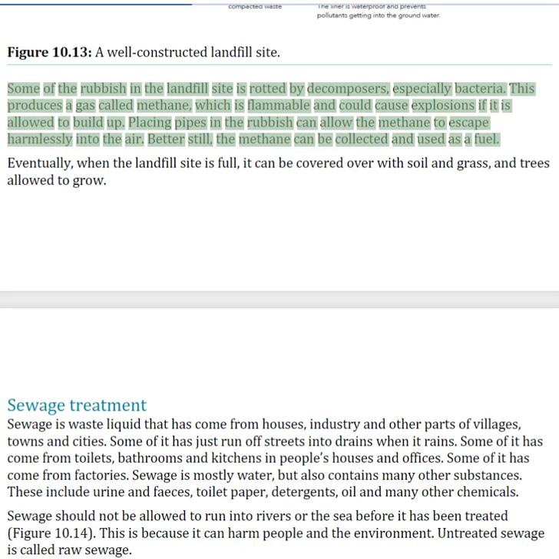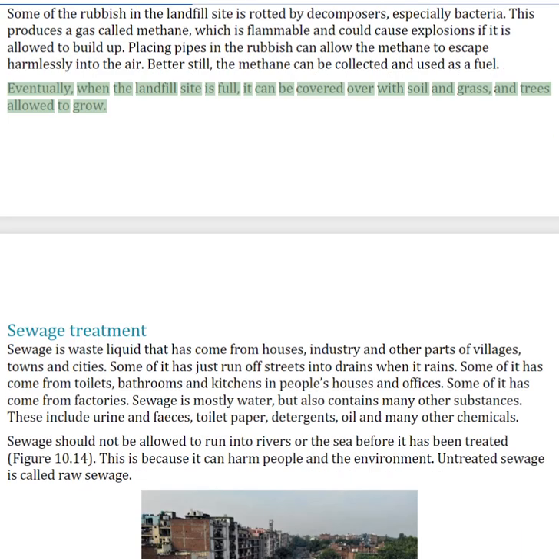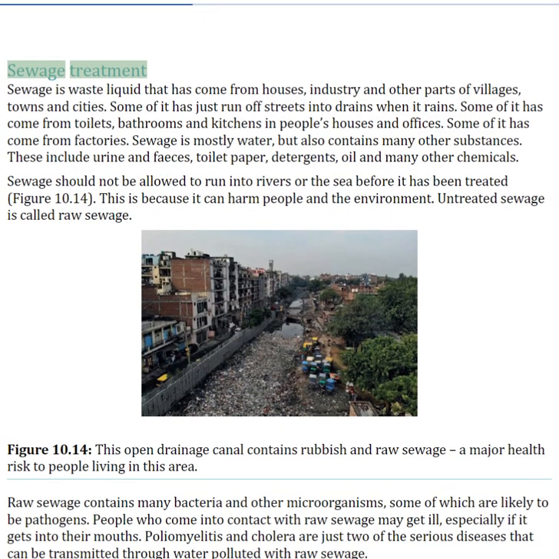Some of the rubbish in the landfill site is rotted by decomposers, especially bacteria. This produces a gas called methane, which is flammable, and could cause explosions if it is allowed to build up. Placing pipes in the rubbish can allow the methane to escape harmlessly into the air. Better still, the methane can be collected and used as a fuel. Eventually, when the landfill site is full, it can be covered over with soil and grass, and trees allowed to grow.